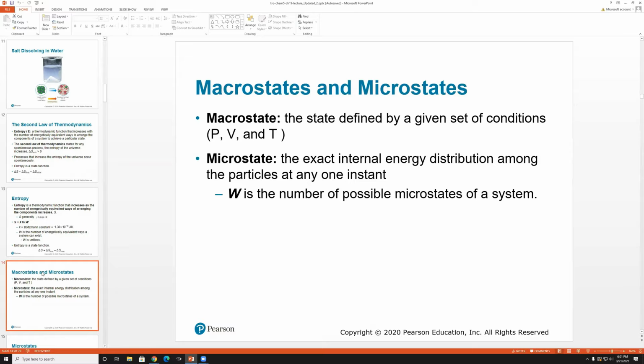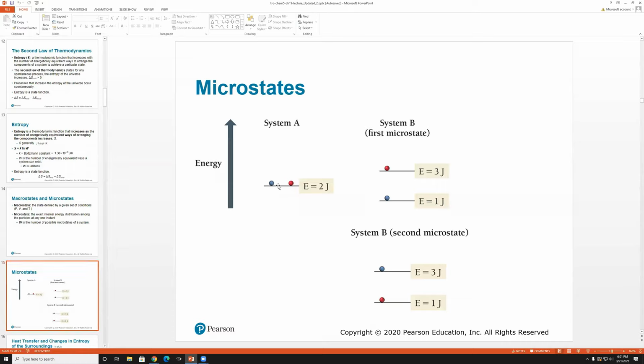A macrostate is defined by the traits of the system, the statistics of the system, the variables, meaning P, V, and T, as an example. The microstate represents the exact distribution of the particles at any one time, meaning where exactly they are. So here's an example. You have blue and red in system A. In the first microstate, red is on top, blue is on the bottom. You could also have a second microstate where blue is on the top, red is on the bottom.